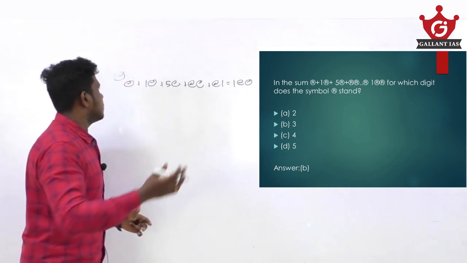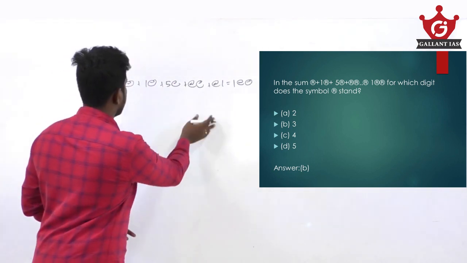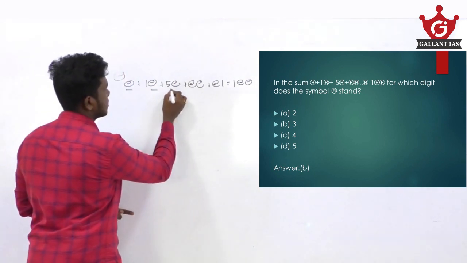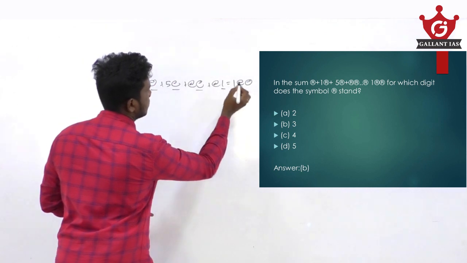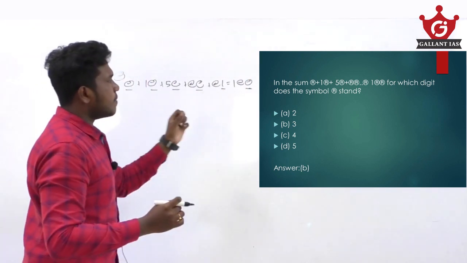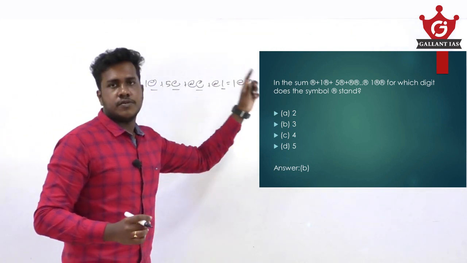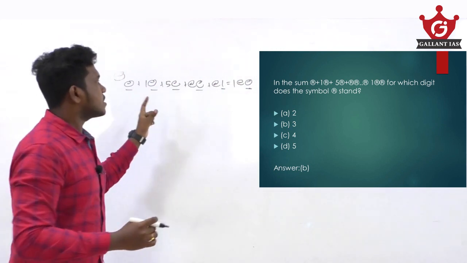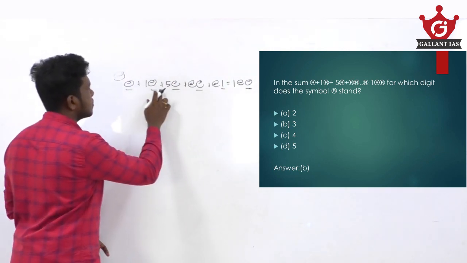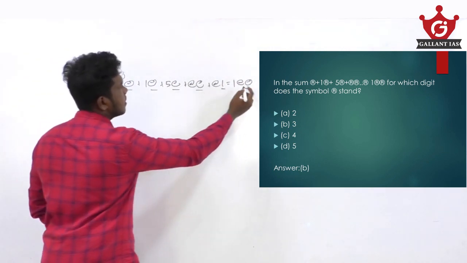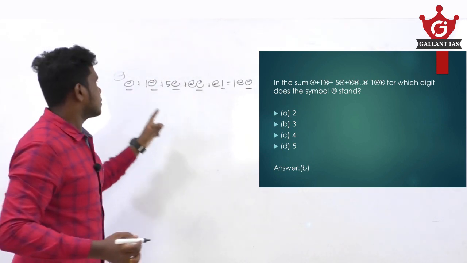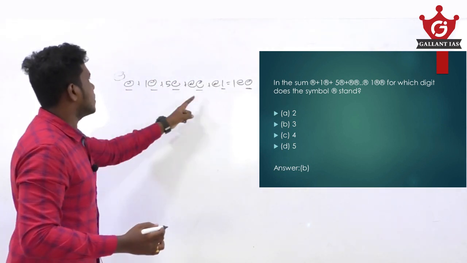Now let's solve this. First of all, check the ones places. These are the ones places, right? Now I am going to substitute the value 2 in all these ones places. That means if you substitute the value 2 for the asterisk, here also you need to get the value 2.